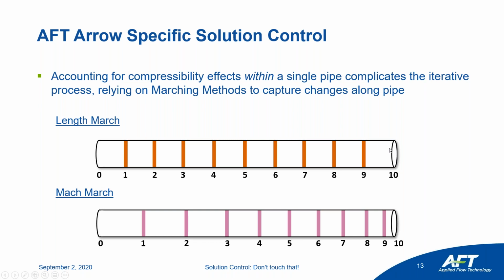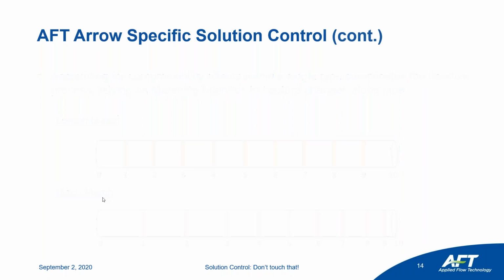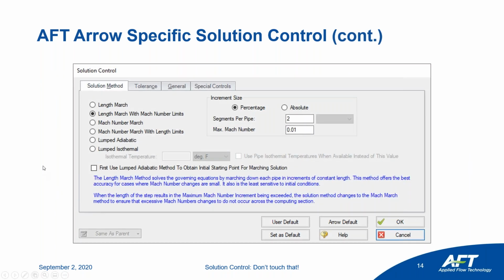One cuts based on length, so on a certain number of meters it'll cut. Mach march cuts on change in velocity. So if you have high Mach numbers, like if you're concerned about choking, then Mach march is probably the better option. So rather than going into Arrow, we'll just take a look at solution control within the presentation.